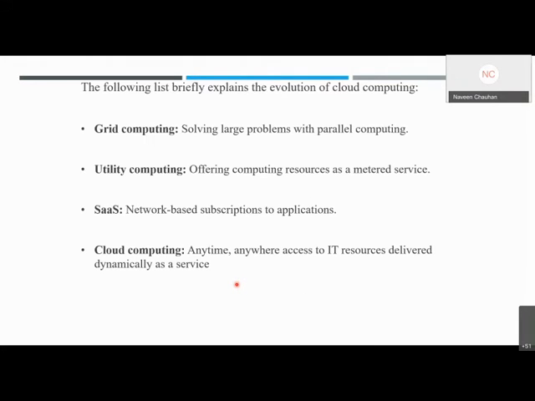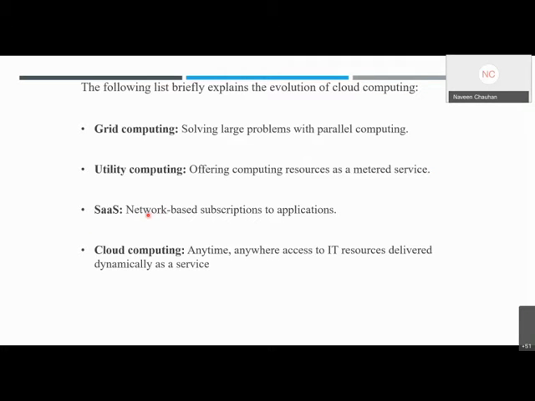So these are all advantages of cloud computing. The following list briefly explains the evolution of cloud computing, right from grid computing. As you already know, your background is computer science, so you might already know that grid computing is about solving large problems with parallel computing, and utility computing is offering computing resources as a metered service.